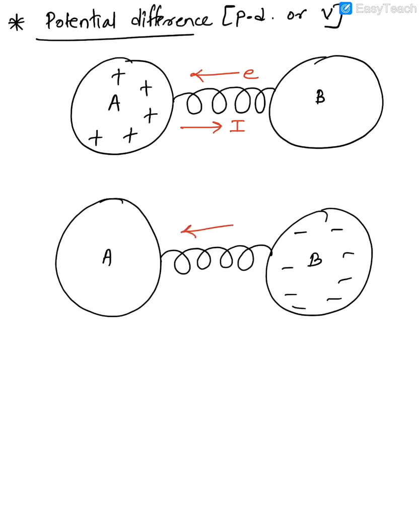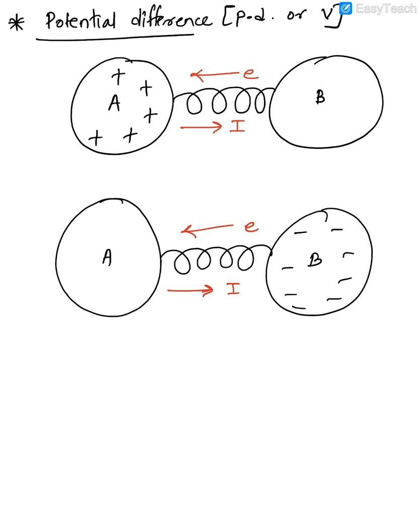Why will the electrons flow from B to A? Because they cannot go from A to B. A is neutral, but A has protons, right? So it will pull the electrons from body B. Again you will see that the electrons flow from the negative body to the uncharged body. So this is how the electrons are flowing, and the current will again flow in the opposite direction.